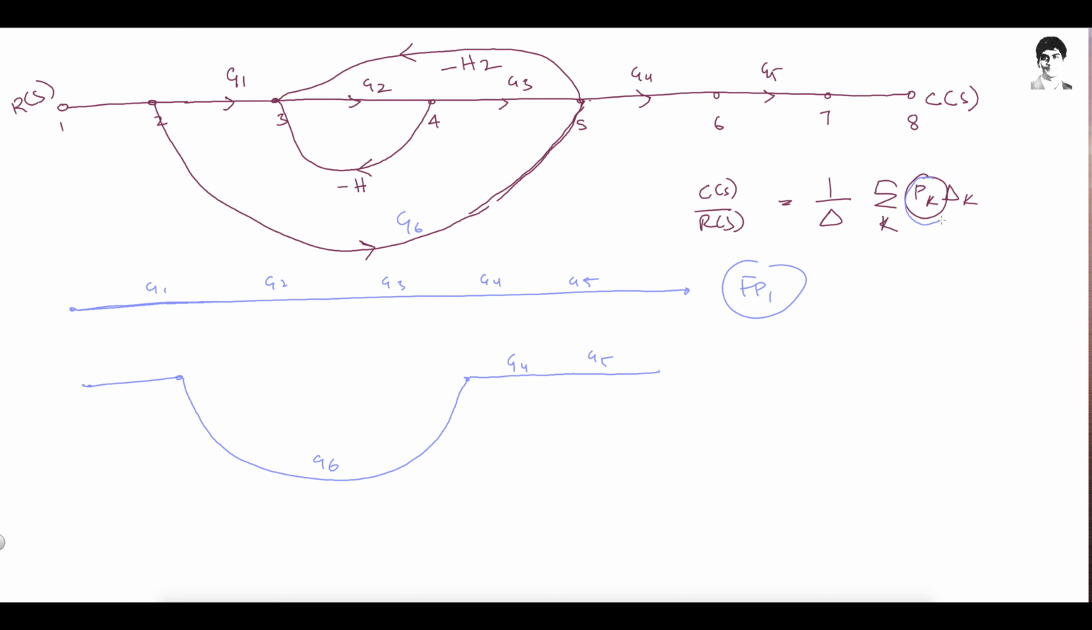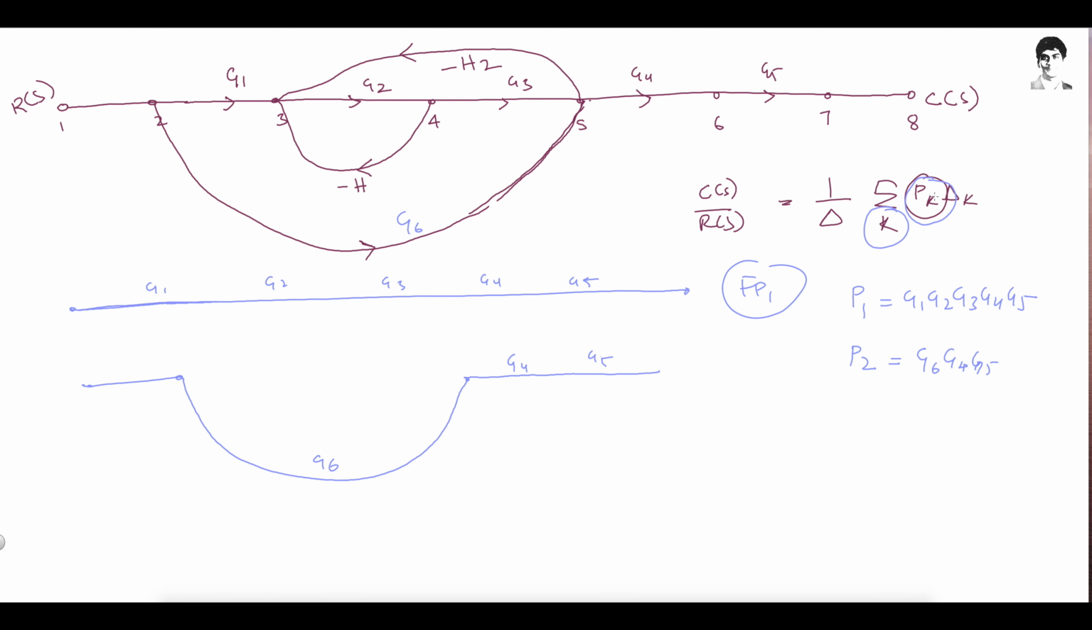So what is Pk? Pk is the gain of the kth forward path. So P1 will be G1, G2, G3, G4, G5. What will P2 be? You can solve ahead of me and then check you're getting things right. So what will P2 be? P2 will be G6, G4, G5. So now we found out both P1 and P2.